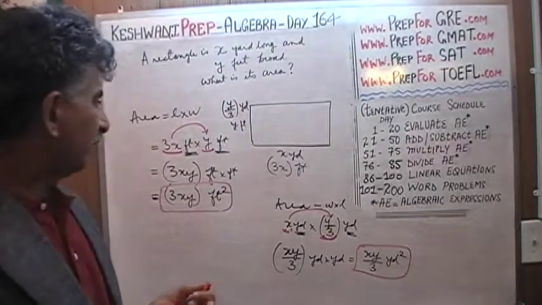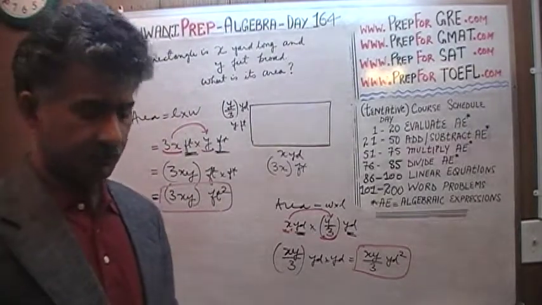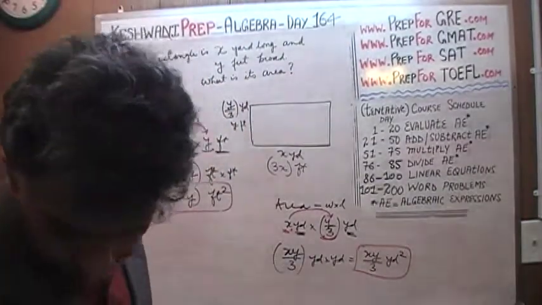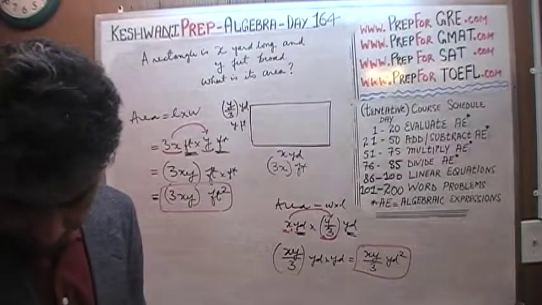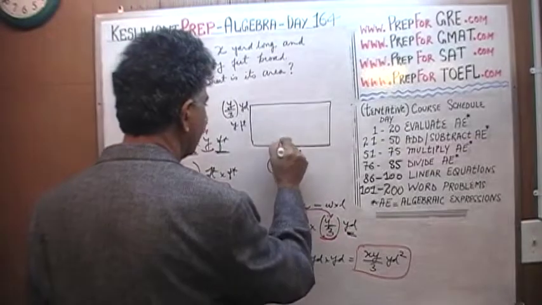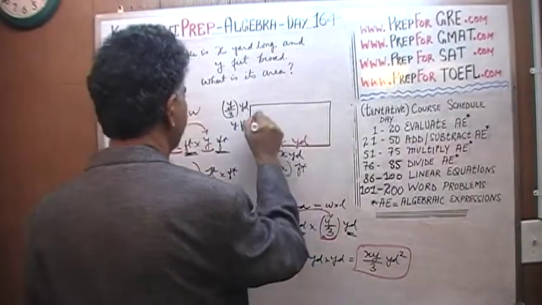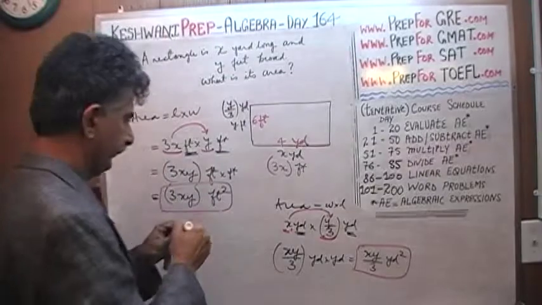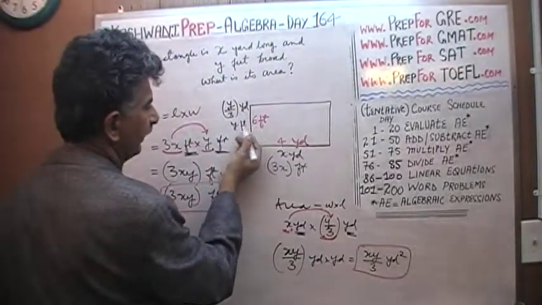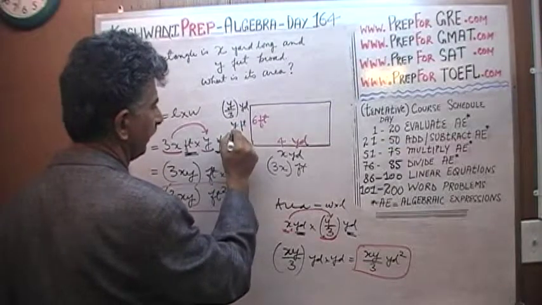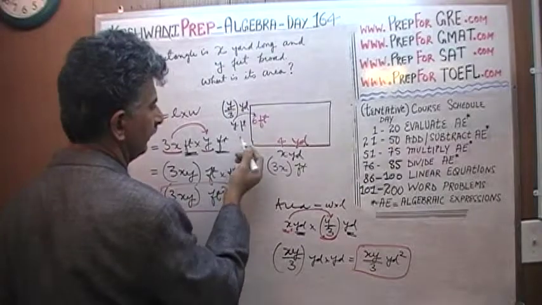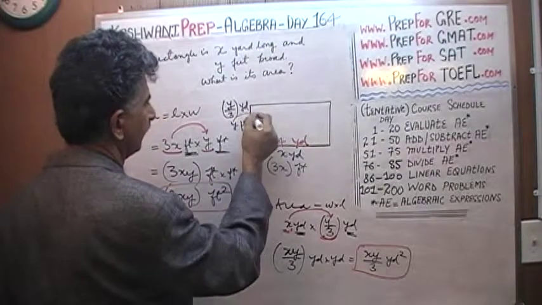Should we verify this by plugging in some numbers? Let's do that then. Let's make it 4 yards and 6 feet. If we plug in 6 feet, that means y equals 6. Keep in mind, we're plugging in for y. Y is our 6 feet. 6 divided by 3 gives us 2 yards.